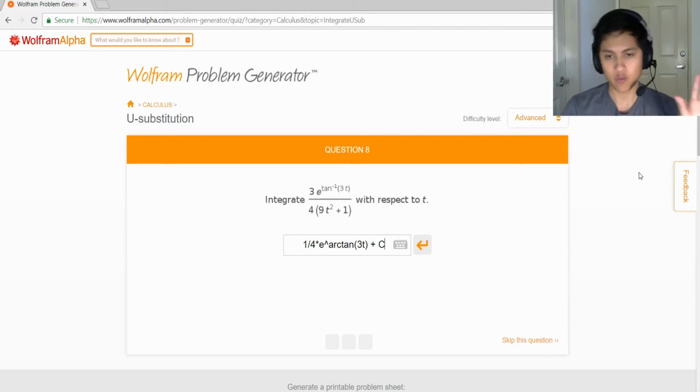So we have a 3/4 on the outside. Just push it away. We have tan inverse 3t over 9t squared plus 1. Arctangent of 3t, derivative of that's 9t squared plus 1 times 3. So we'll divide it by 3 on both sides. So I get the factor that I need. So it should be just 1 over 4th. And I have e to the u, du, which is just e to the u, right? So go for it.